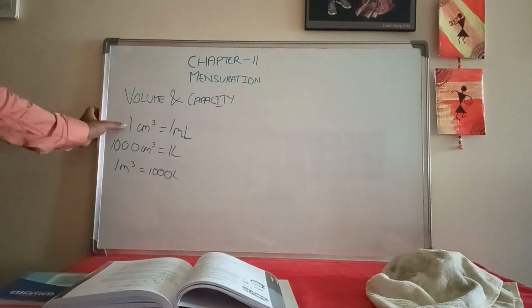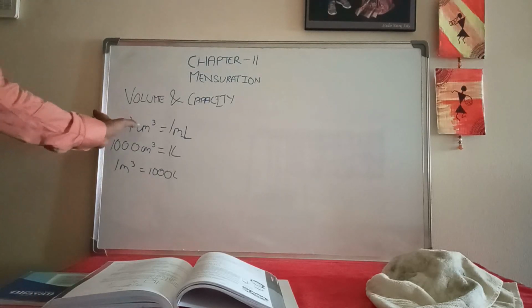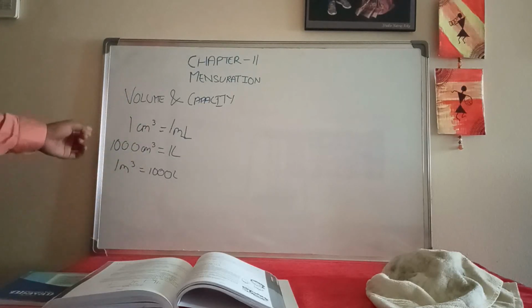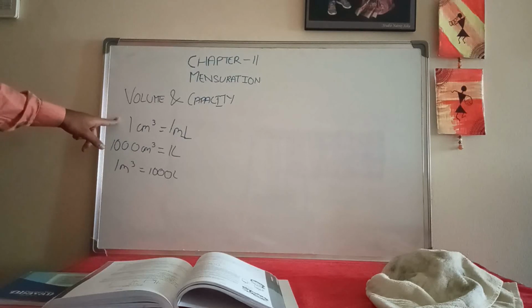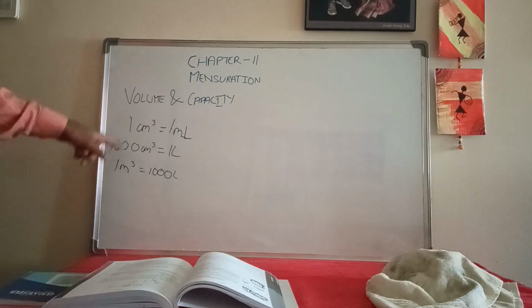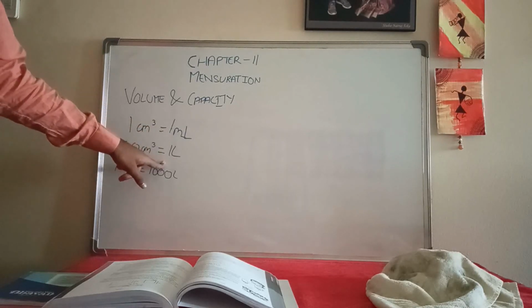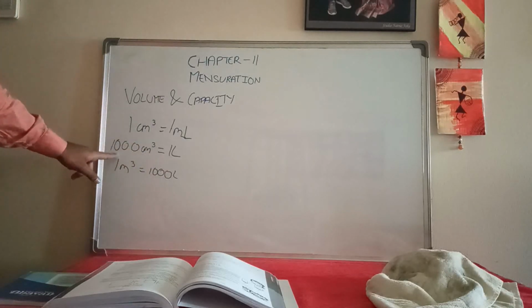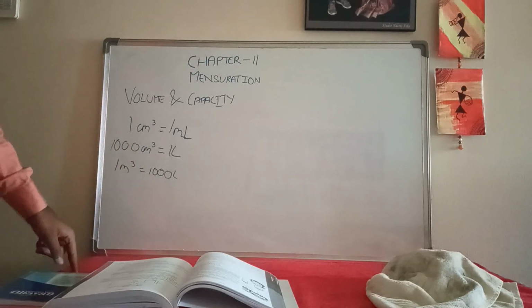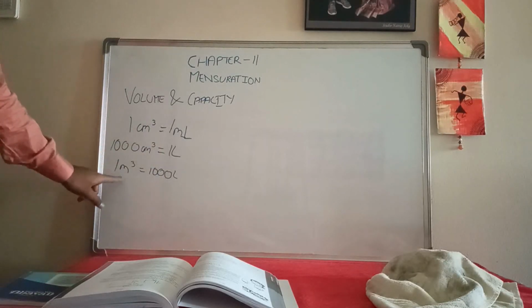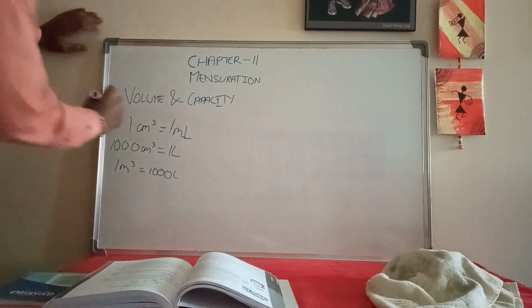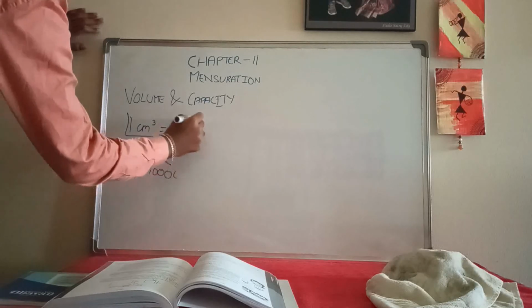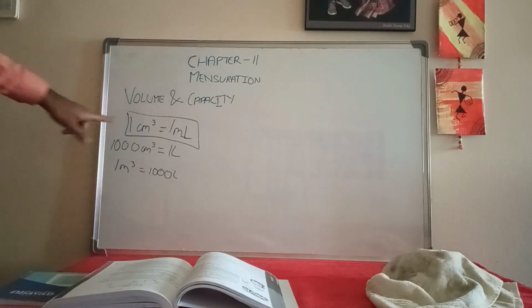And the conversion is 1 centimeter cube equals 1 milliliter. Likewise, when we multiply by 1000, 1 centimeter cube becomes 1000 centimeter cube. So 1 milliliter times 1000 is 1000 milliliter, which is 1 liter. So 1000 centimeter cube equals 1 liter, and 1 meter cube equals 1000 liters. So if you remember this one formula, then from this we can find the other formulas.